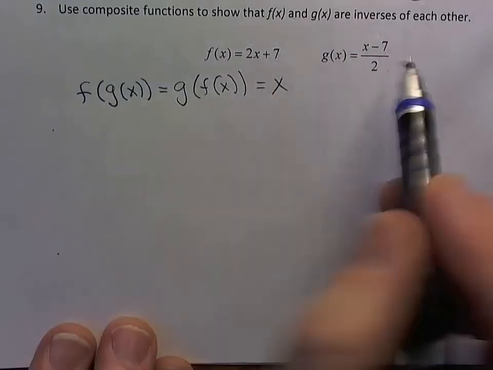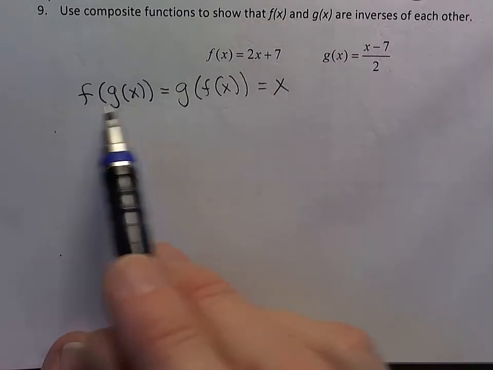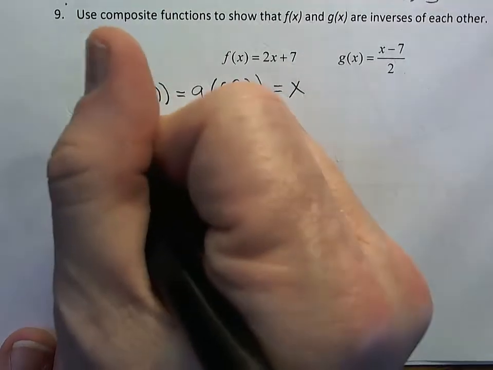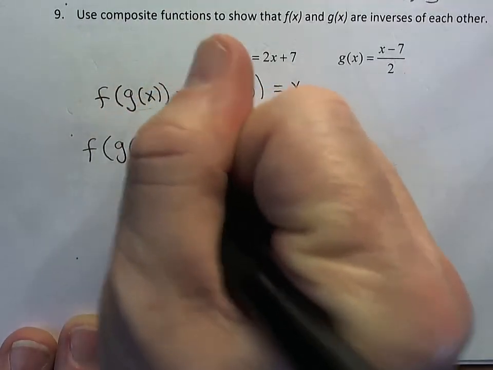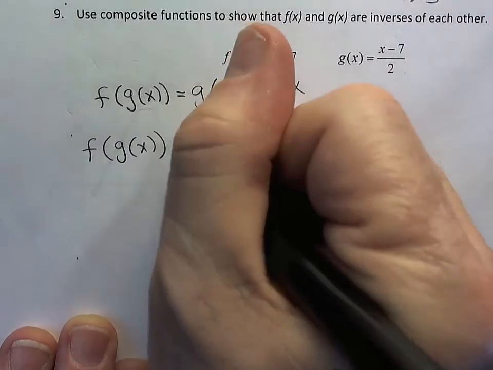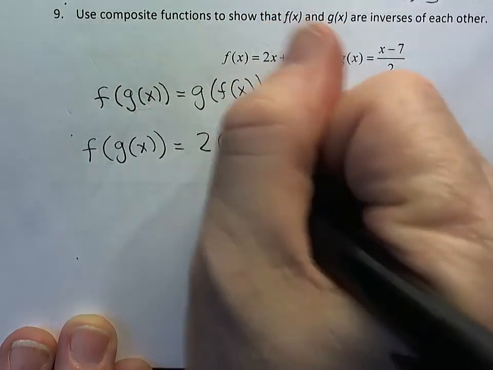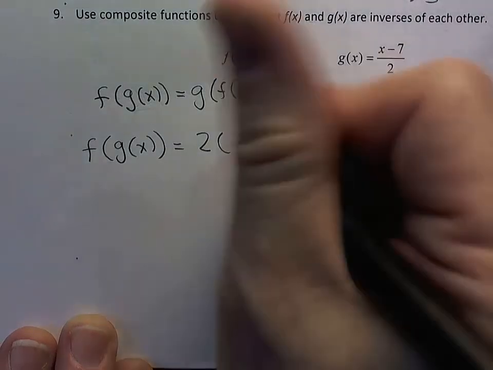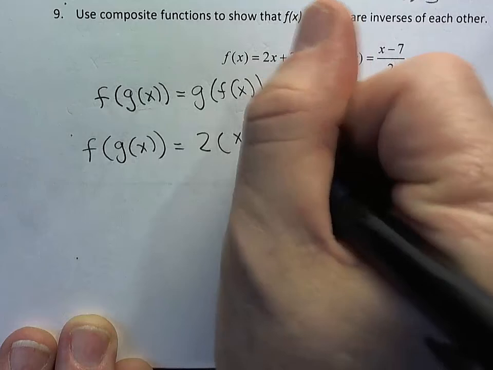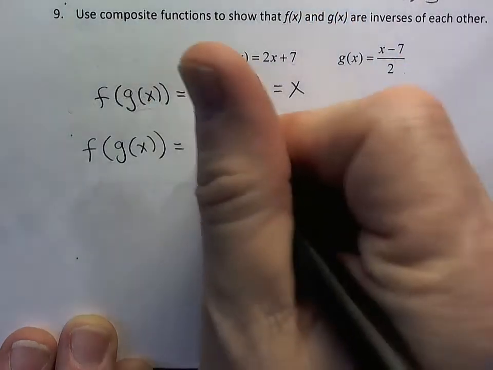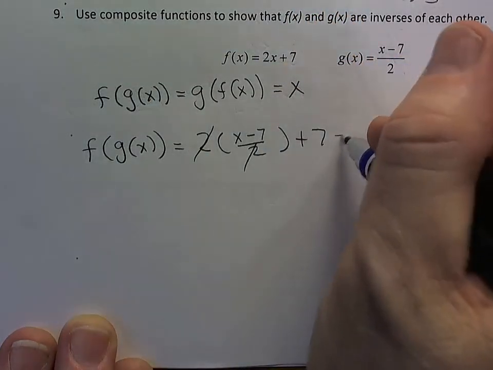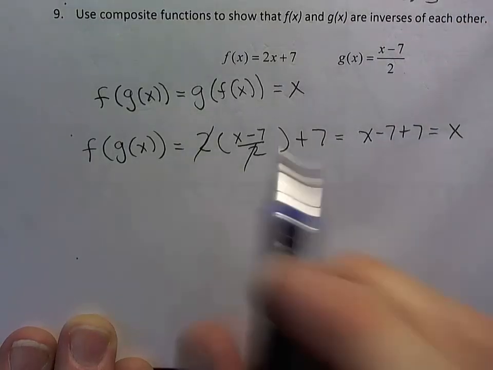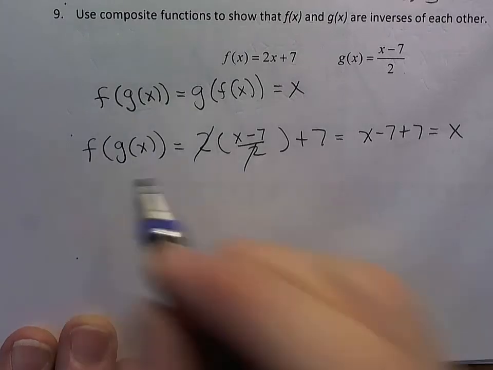To show these functions are inverses of each other, we need to show this. f of g of x equals g of f of x equals x. So we start off. We say, okay, here is f of g of x. So we have 2 blank plus 7. And what I'm going to put in there for the blank is the g of x. Okay, so that's going to be 2 times x minus 7 over 2 plus 7, which equals x. So that's the first part of what we want to show, f of g of x.